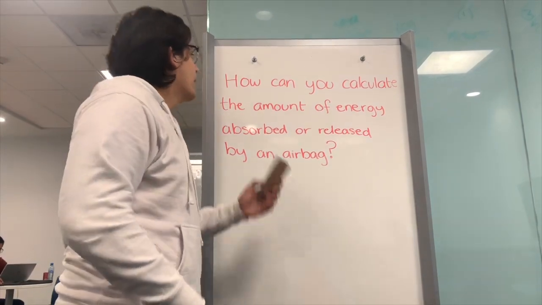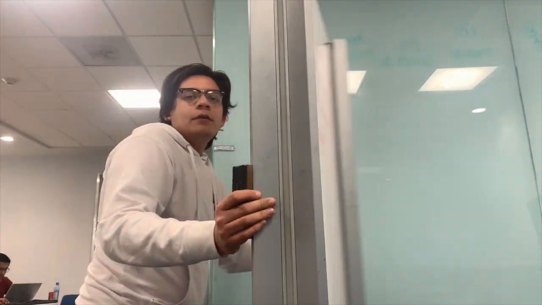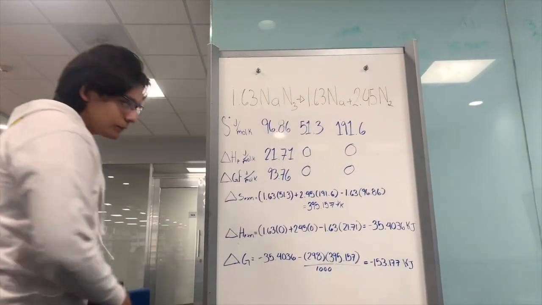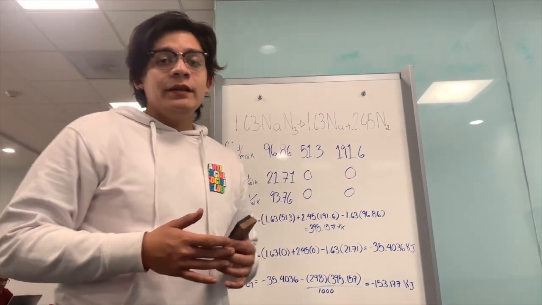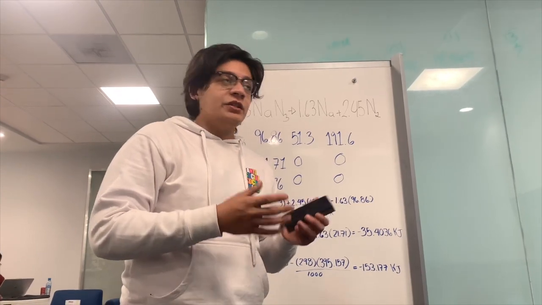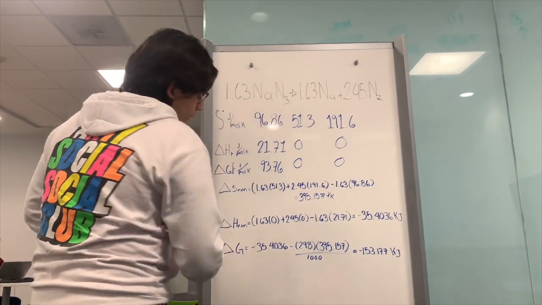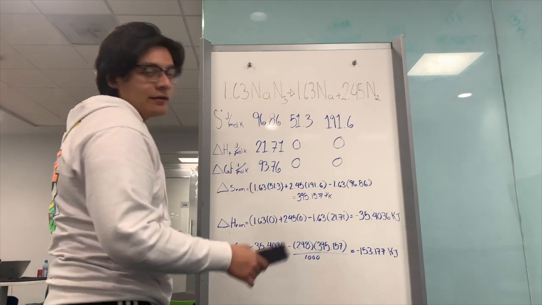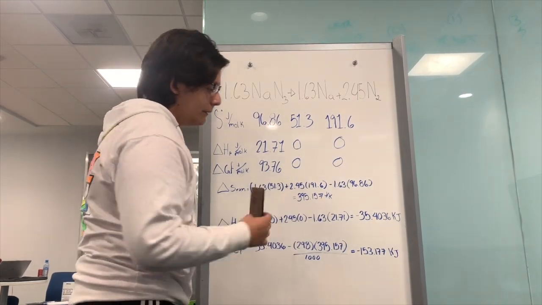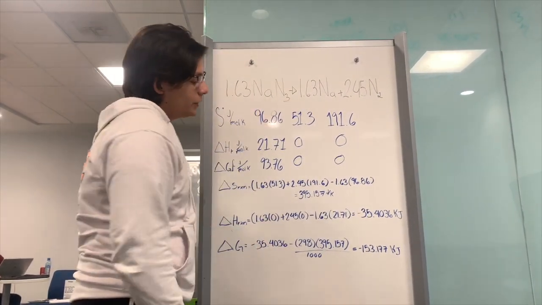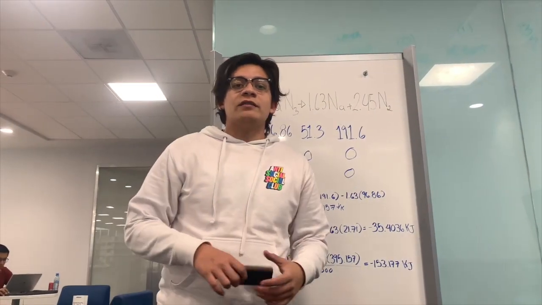Now we encounter the following question. How can you calculate the amount of energy absorbed or released by an airbag? Here's the solution. We need to make use of entropy and Gibbs free energy. We need to know that the Gibbs free energy is the whole energy that can be made use of in a reaction. Here that we calculated both entropy and enthalpy, we can make use of the Gibbs free energy formula, which is delta H minus temperature in Kelvins times entropy divided by 1000, giving us that the energy in this reaction is minus 153.17 kilojoules, which means this is a spontaneous process.